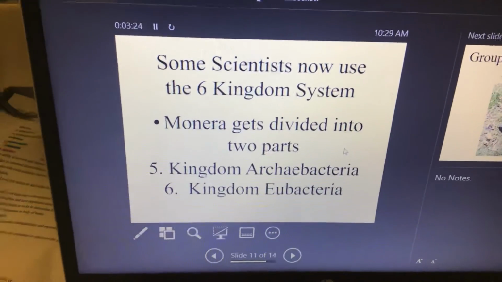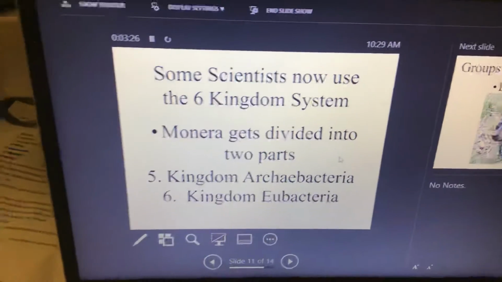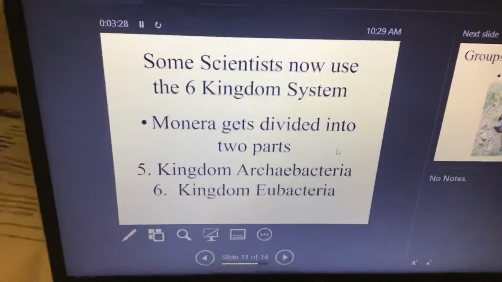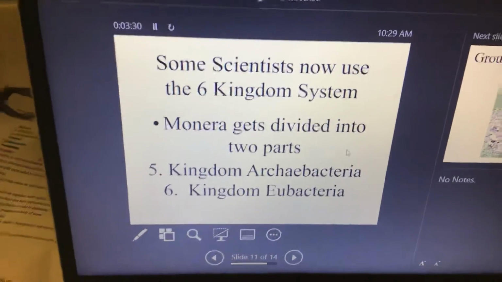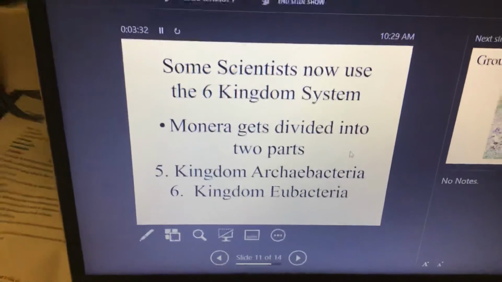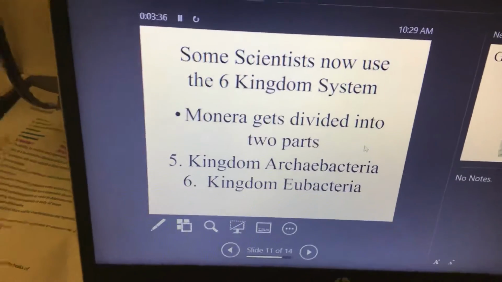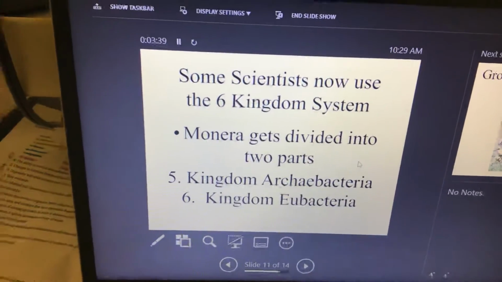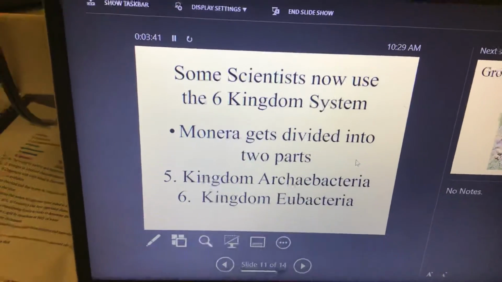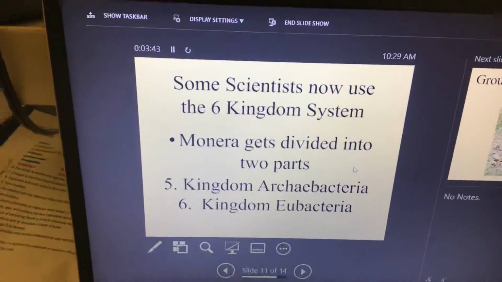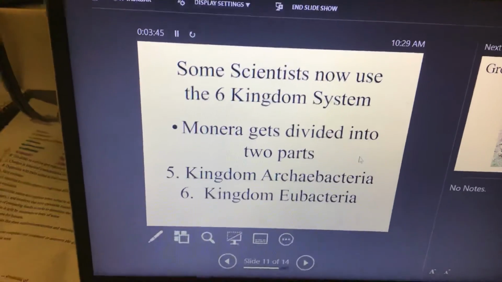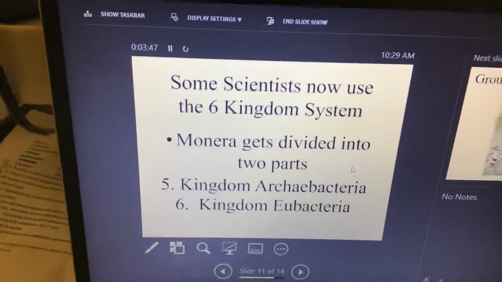Sometimes we break the kingdoms into 6, and we break bacteria into archaebacteria and eubacteria. There's actually a type of bacteria that have a nucleus in them. It's a small group, but we give them their own kingdom. So if you see a 6 kingdom system, know that we break bacteria into regular bacteria and bacteria that are eukaryotes.